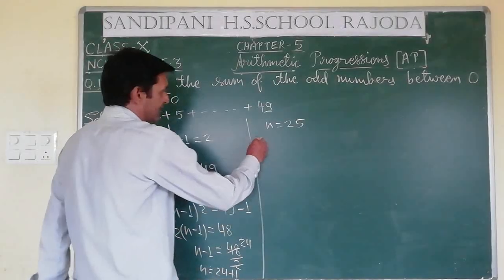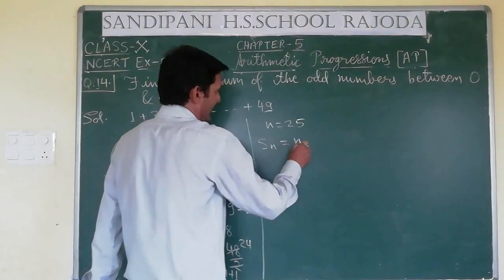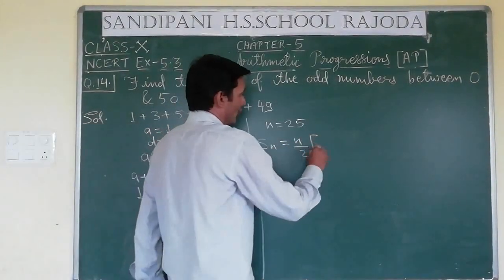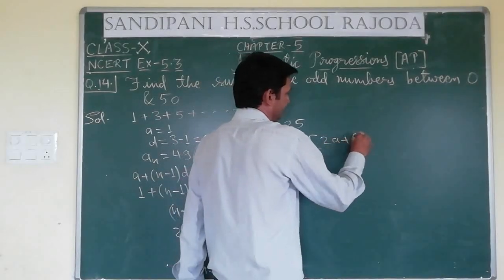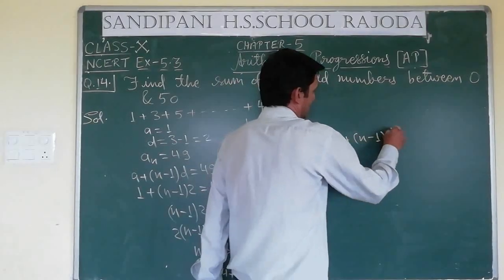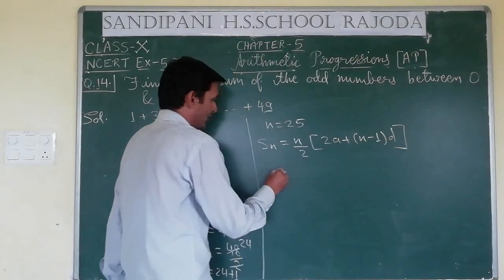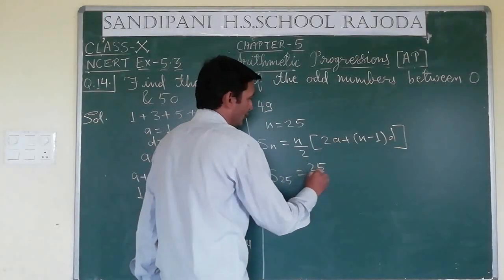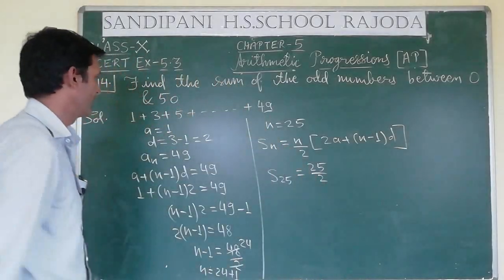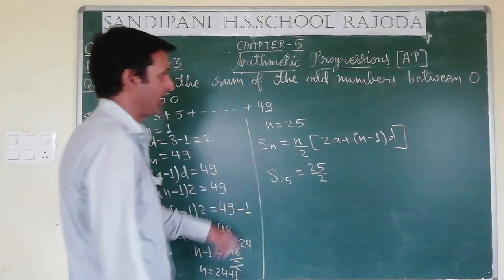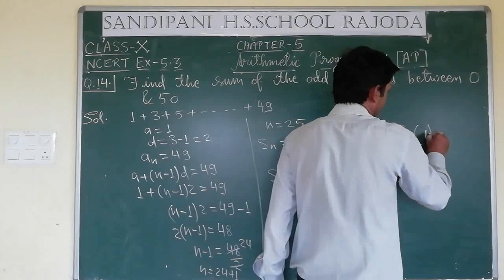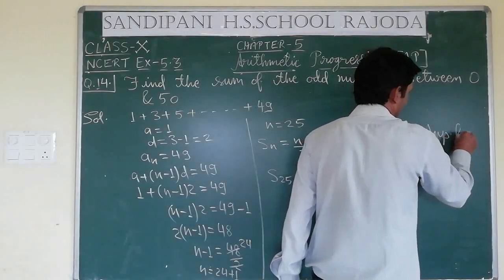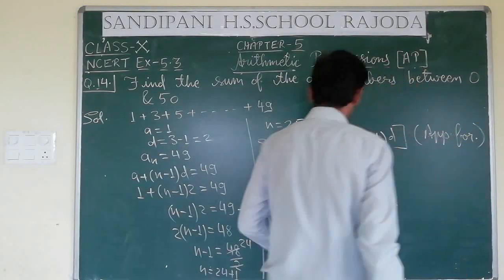Now we have to find the sum of n terms. The sum of n terms we can write as n by 2, 2a plus n minus 1 into d. So the sum of 25 terms is equal to 25 by 2, because in place of n, 25 will be there. Here it is the applied formula. This is the applied formula.